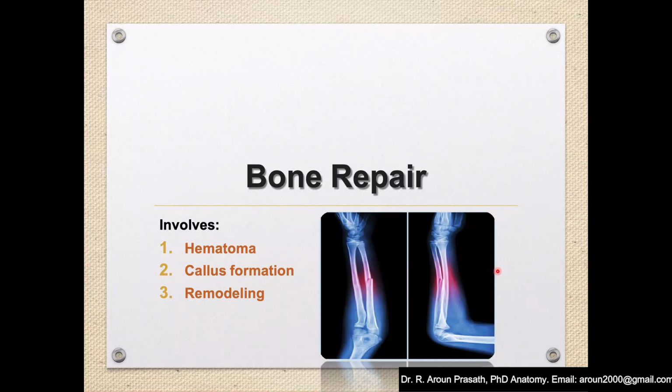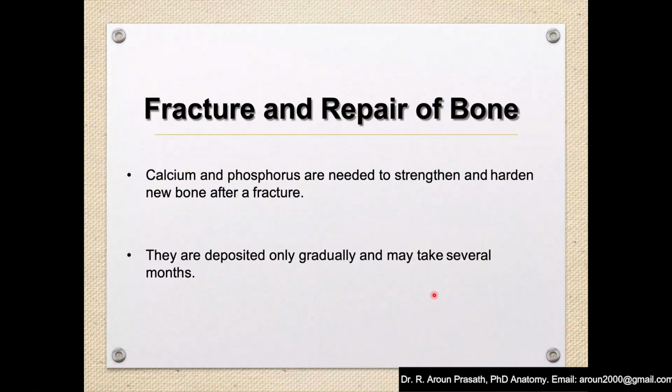Okay, so imagine whenever there is a fracture of the bone, there is accumulation of blood. That accumulated blood goes for an inflammatory process, then it is replaced by bone callus tissue. This callus tissue will go in for remodeling, which we will discuss now. Calcium and phosphorus are needed to strengthen and harden the bone after fracture. They are deposited only gradually and may take several months.